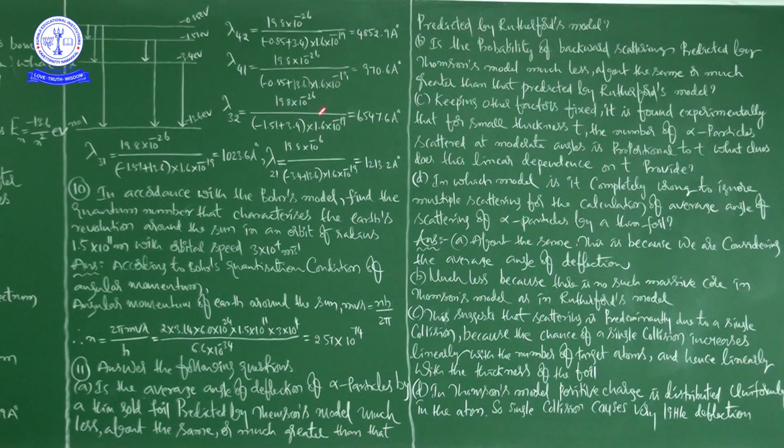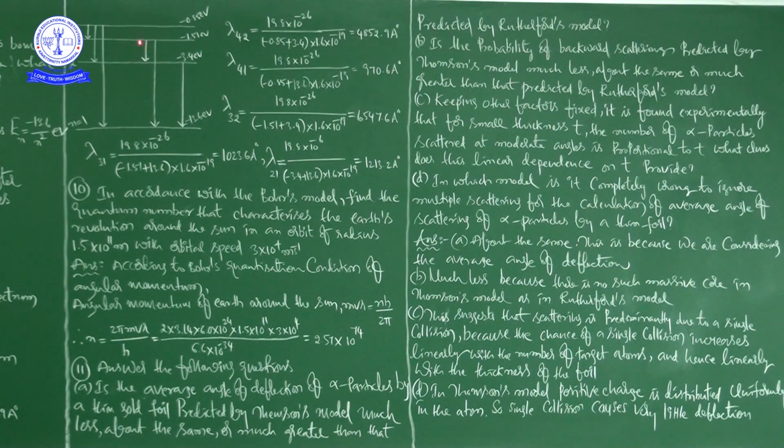same, that is 19.8 into 10 to the power of minus 26 divided by EI minus EF, right? Into 1.6 into 10 to the power of minus 19. Why we are writing 1.6 into 10 to the power of minus 19 is just because we are converting into joules, so that you will get the answer in meters. After that you can convert from meters into angstrom units, okay, that's it, that is the only thing.